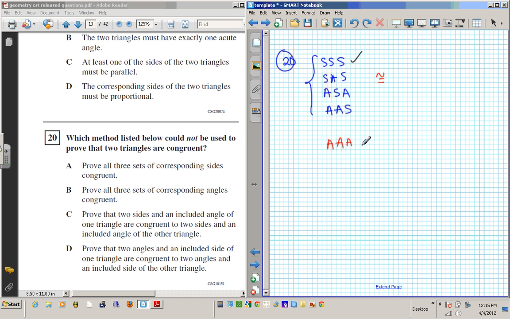AAA is good for only similarity, but since the question asks for congruency, that means that this one does not apply. This one only applies for similarity, not congruency. These four are the only rules for congruency, okay? So keep that in mind. So basically that's what you have. The answer is B.